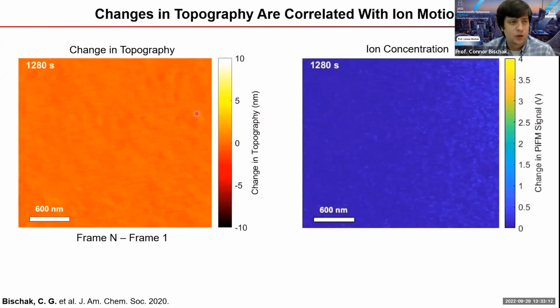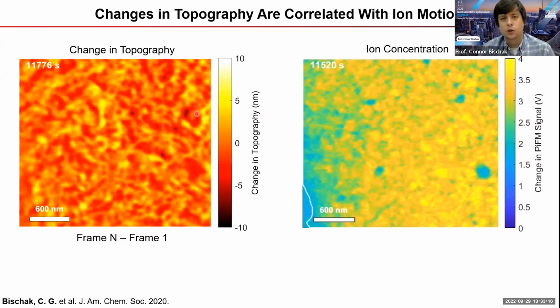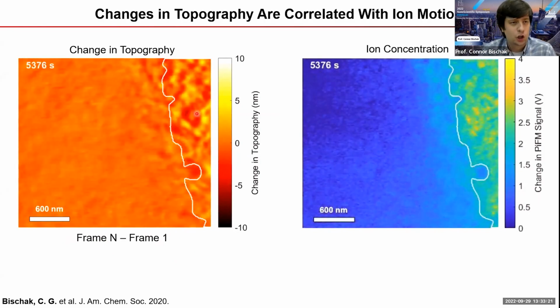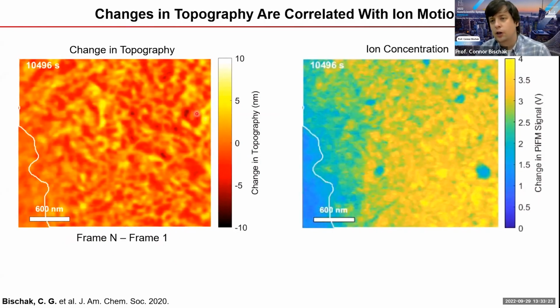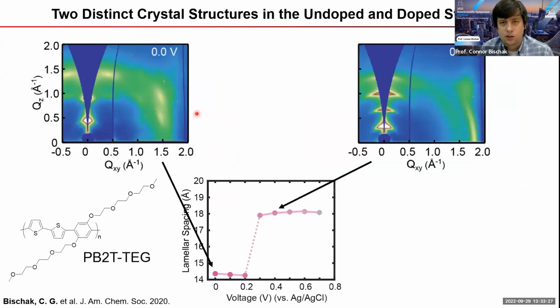And so the question is, we can observe this change in the structure. It's obviously correlated to ion migration, but how is this structure actually changing? So we zoomed out again, and this time we're using grazing incidence wide angle X-ray scattering, essentially to get a diffraction pattern of our polymer. We do this as a function of voltage, which is essentially a function of driving more and more ions into our sample.